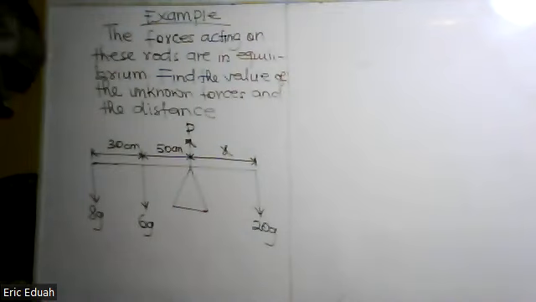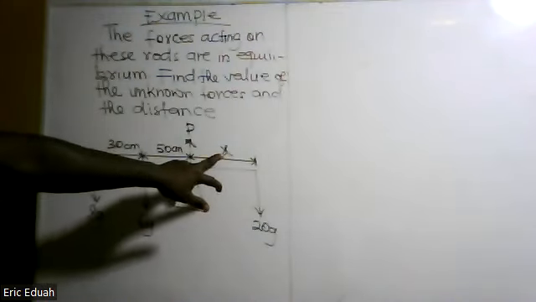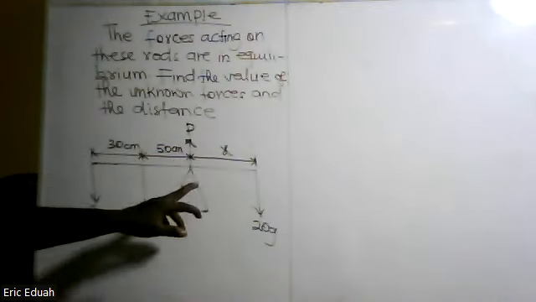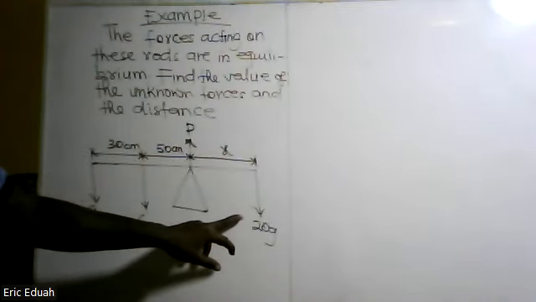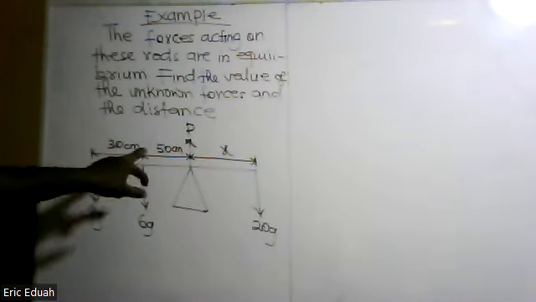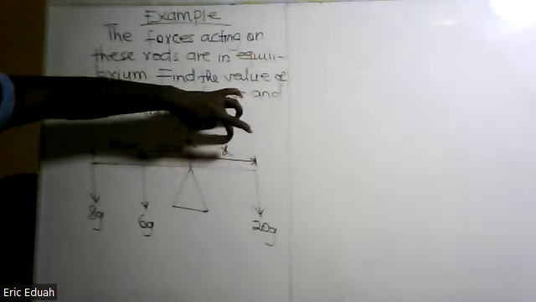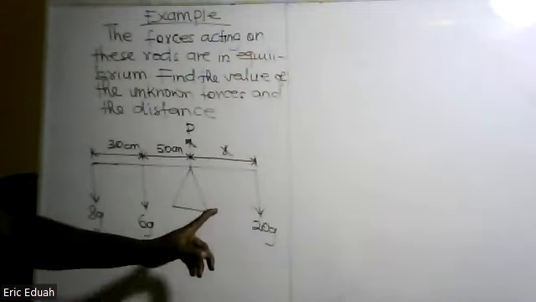So obviously this question will require that you find the distance x from the 20-gram mass. Because we have the masses and the distance from each other and the pivot. We don't know this distance x, and we are to find it.